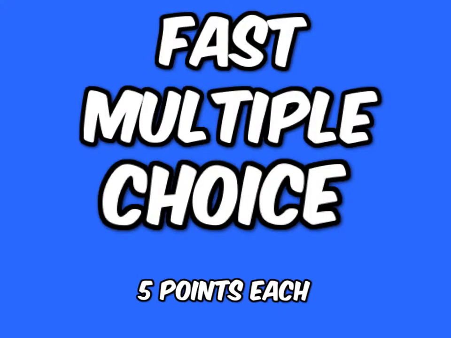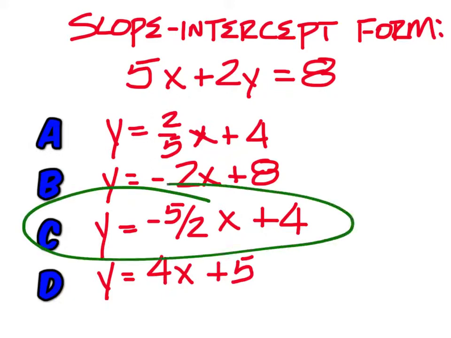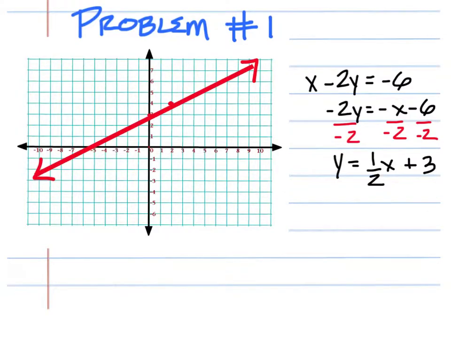Before the homework answers, here's a fast multiple choice. For this problem, when you change it to slope-intercept form, the answer should come out to be C. Alright, here are the homework answers. Here's how you're going to grade this.